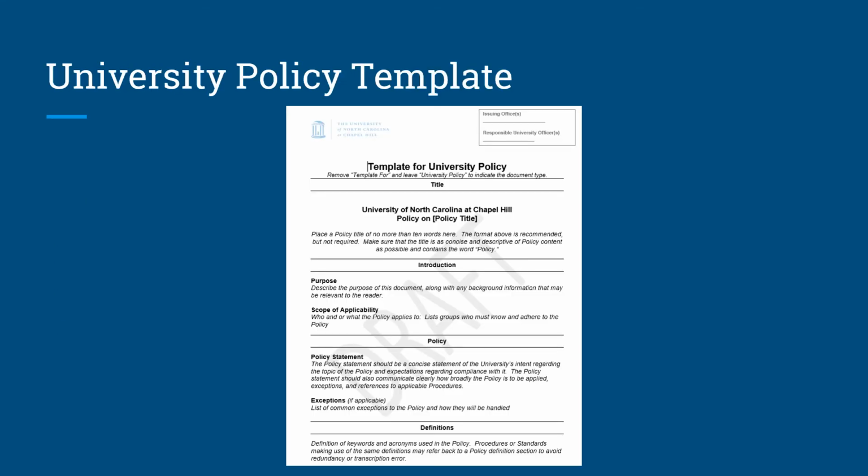This is the first page of the Word version of the University Policy Template. Note the structured formatting. You can see the purpose, scope, policy statement, exceptions, and definition sections. Please also note the "if applicable" that appears after the exceptions heading. This means that this section of the template is optional. You may not have any exceptions. You can delete any template sections where you see "if applicable" if you do not have any content for that section. Alternatively, you can leave the section in and simply say "none" to indicate that you have no information for that section.